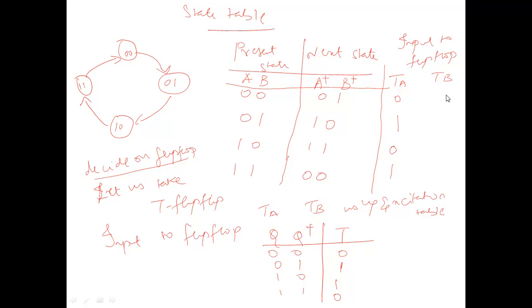Next, you have to find the input to the flip-flop TB. For that you have to see only B and B plus. B is 0, B plus is 1. For the 0, 1 combination in the excitation table, the input is 1. For the 1, 0 combination, the input is 1. Again, you have the 0, 1 combination which is 1, and the 1, 0 combination which is 1. So you completed the input to the flip-flops.